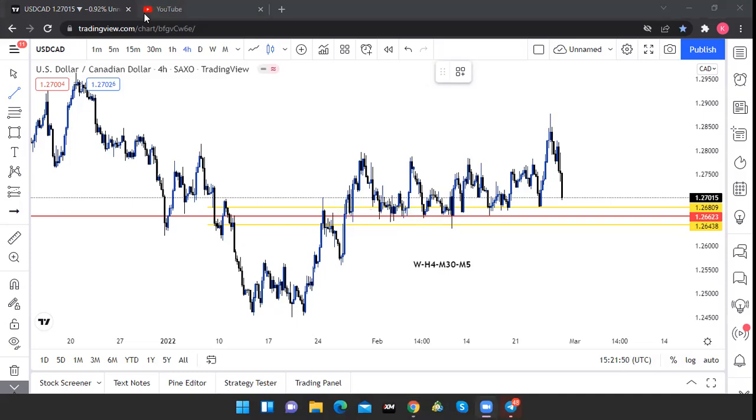Cikgu ada satu soalan lagi cikgu. Tanya. Kan sebelum ni kalau saya pernah belajar lagi, kalau macam ni kira kita punya key level kan.